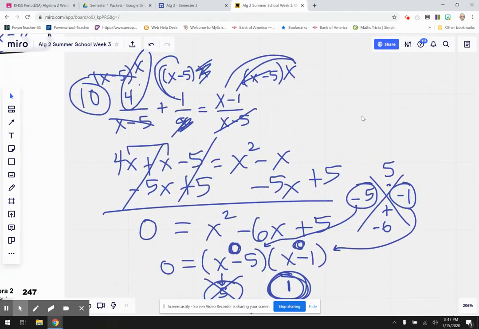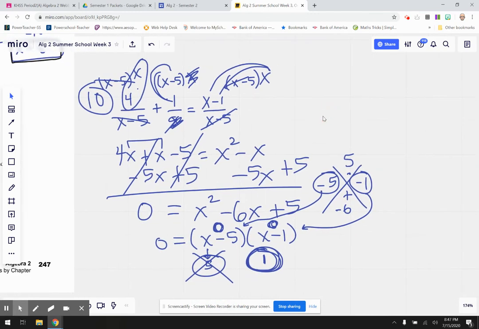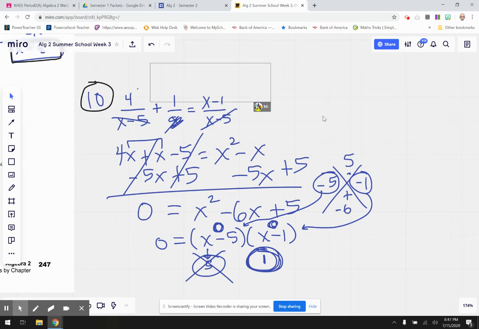Number 10 is over here. I rewrote it so that we could just see it over here a little bit easier. So let me walk you through it. Okay, I'm going to get rid of all of this stuff up here so I can show you what cancels. Okay, that looks like the correct equation.